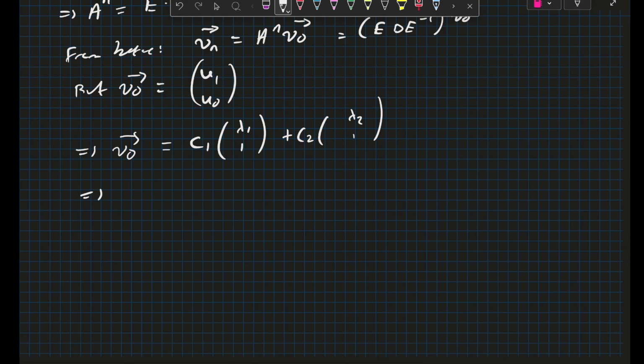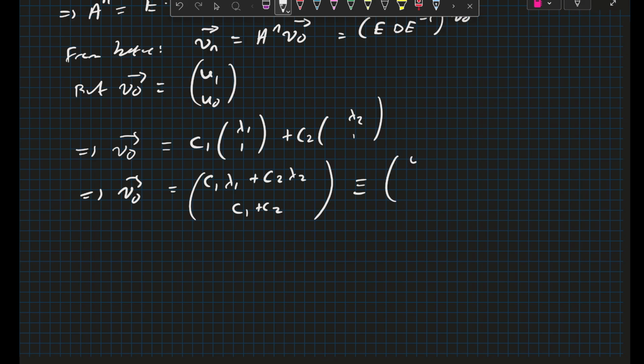Now, when we equate these, when we essentially perform the addition of these, we're going to get c1 lambda 1 plus c2 lambda 2, and c1 plus c2 is the second entry. So we're going to do a little bit of comparing entries like that. If we say that that's identically (u1, u0), then u1 is c1 lambda 1 plus c2 lambda 2, and u0 is just c1 plus c2.